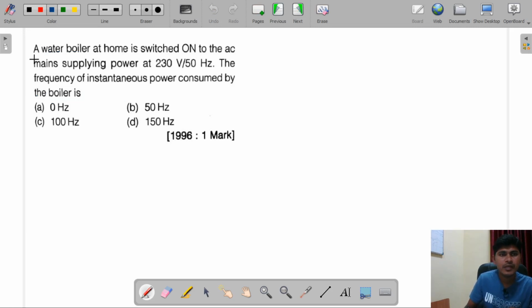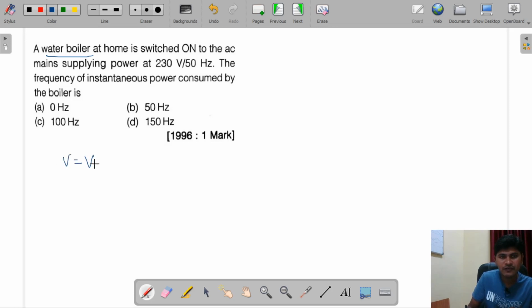Next, a water boiler at home is switched on to the AC mains, supplying power at 230 volts by 50 Hz. The frequency of instantaneous power consumed by the boiler is? Water boiler is nothing but resistive load. Okay, so R load.